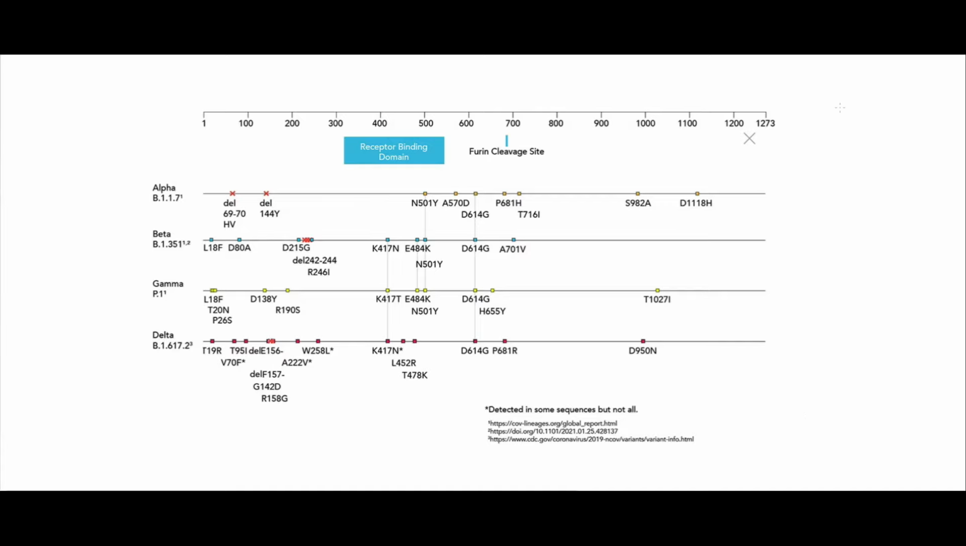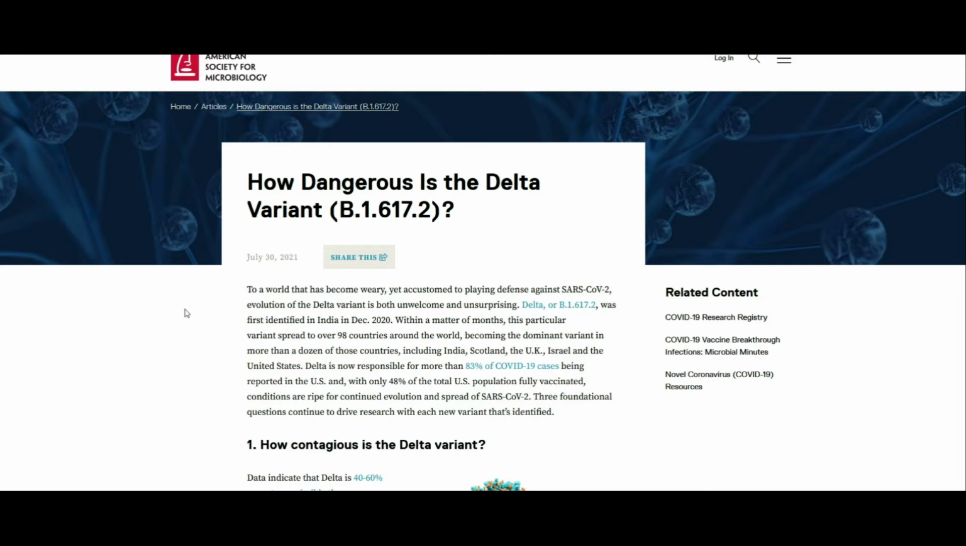In this video, I'm going to take just a brief look at the biochemistry of the Delta variant of COVID-19. I got this figure from an article called How Dangerous is the Delta Variant, which is often called B.1.617.2. This is on the American Society for Microbiology website, and I'll have it linked in the description down below.